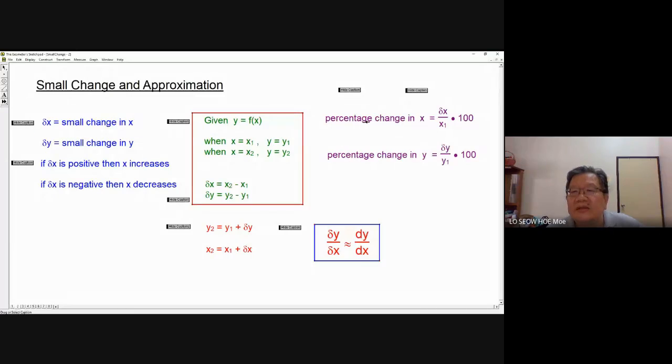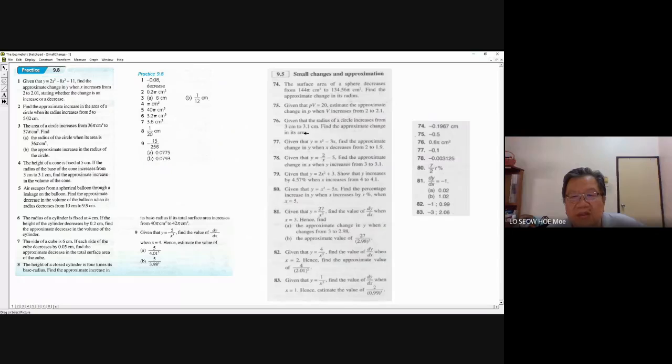Now you look at this one here, percentage change in y, percentage change. You see the formula is slightly different: delta y over y1, delta x over x1. Where does this type of question come from? This type of question comes from here, assignment 2. You look at question number 79 and number 80. They are talking about percentage.